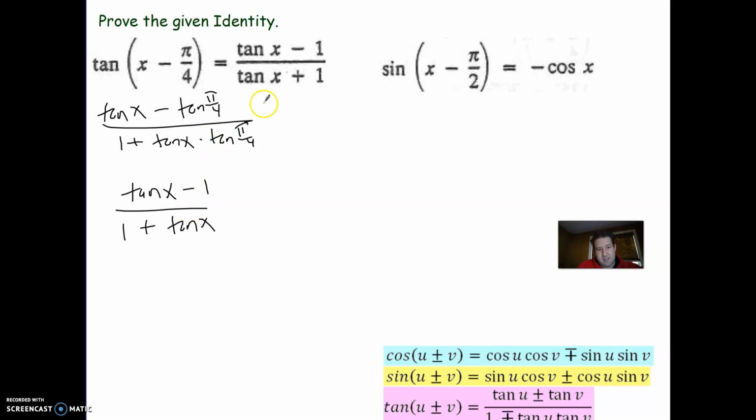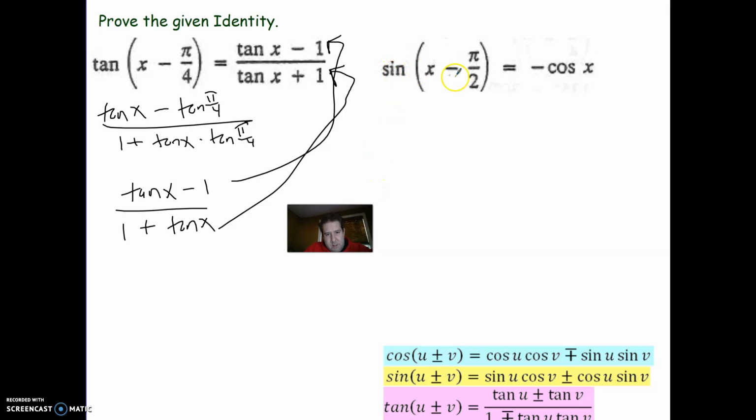Now, if you look at this, tangent of x minus 1 is the same thing as this, and use the commutative property, and this is the same thing as this. So yes, we have proved that it is the same thing. This and this are the same.